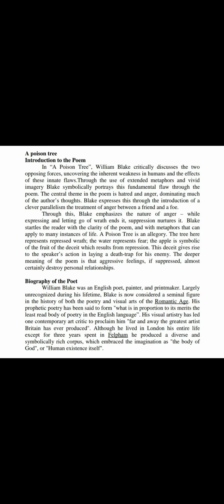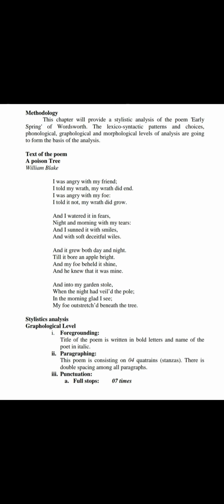So this is the biography of the poet. You can read there. So we'll jump to the analysis. The first one, here's the text of the poem, A Poison Tree by William Blake. You can read it. And the stylistic analysis, we will start from the graphological level.